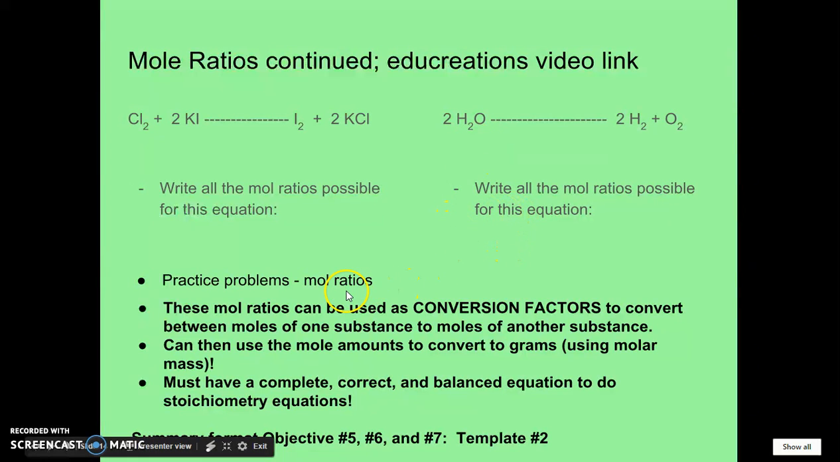The cool part is, once you know how to write mole ratios, these mole ratios can be used as conversion factors. And this is really doing a stoichiometry equation. You can go from moles of one substance in an equation to moles of another substance. And you can then use the mole amounts to convert to grams, which we know we can do using the molar mass, and that's very useful to us. So the next objective, objective number 9, is actually putting all of this together, relating the molar mass, relating the balanced chemical reaction, and relating moles and mole ratios together.